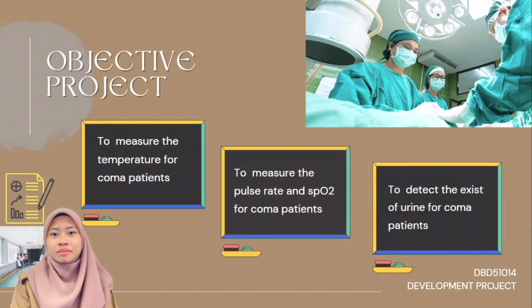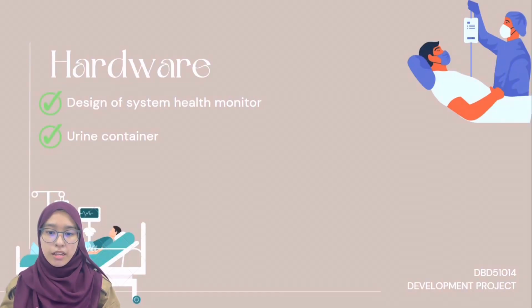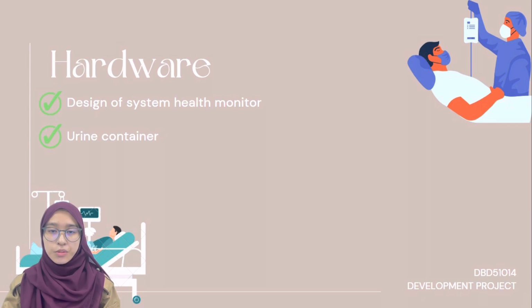These are the objectives of the project, which are to measure the temperature of coma patients; second, to measure the pulse rate and SpO2 of coma patients; and last, to detect the existence of urine for coma patients. The hardware we focus on is just two: the design of the head monitor system and the urine container.